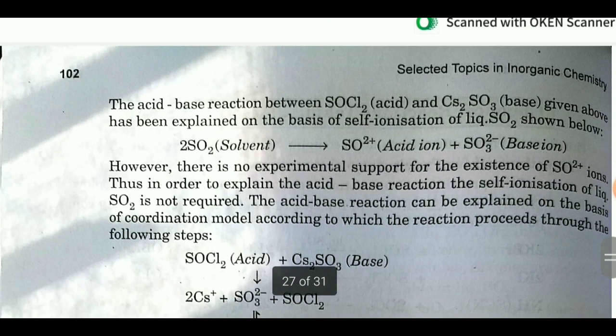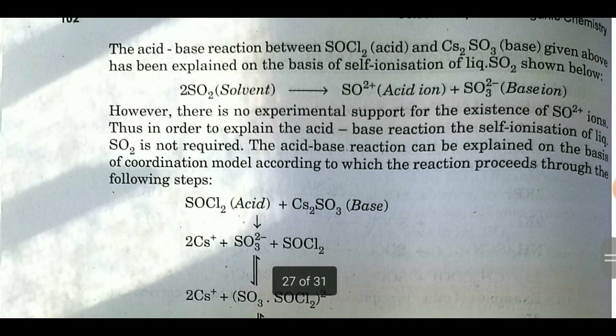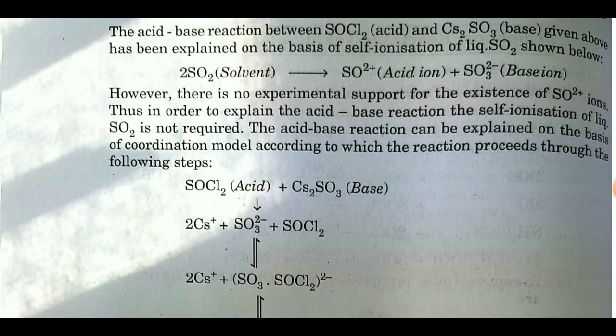The acid-base reaction between SOCl2 and Cs2SO3 given above has been explained on the basis of self-ionization of liquid SO2, shown below. However, there is no experimental support for the existence of SO2 2+ ions. Thus, in order to explain the acid-base reaction, the self-ionization of liquid SO2 is not required. The acid-base reaction can be explained on the basis of the coordination model, according to which the reaction proceeds through the following steps.